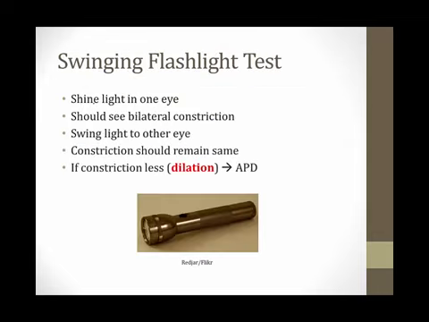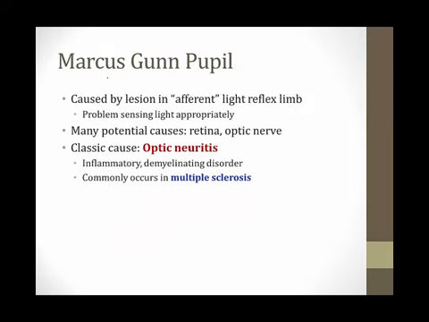To perform the flashlight test, you shine light in one eye and you should see bilateral constriction of the pupils. You then swing the light to the other eye and the degree of constriction of both pupils should remain the same. If the constriction is less when you shine light into one eye, in other words, if the pupils dilate to some degree, this means there is a problem picking up light in one of the eyes, and this is known as an afferent pupillary defect.